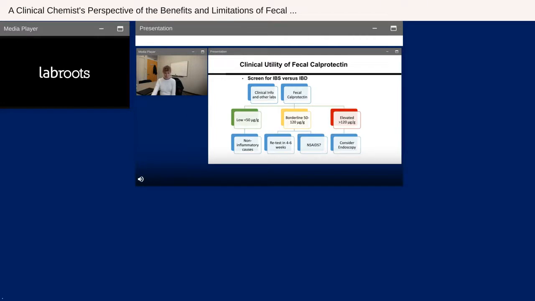If the fecal calprotectin is elevated, that's sort of a strong sign that maybe this patient is having inflammation. Now, we don't know why, and so it's a good move for the gastroenterologist to consider an endoscopic procedure, maybe with biopsies, to further diagnose what that patient is having. So this is a great use for fecal calprotectin as a screening test for IBS versus IBD.